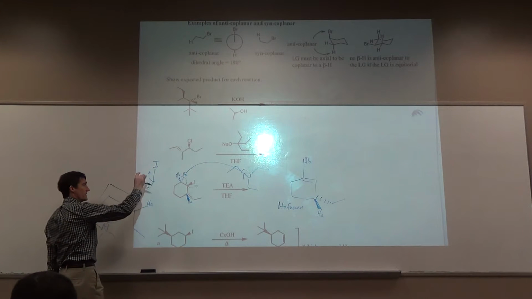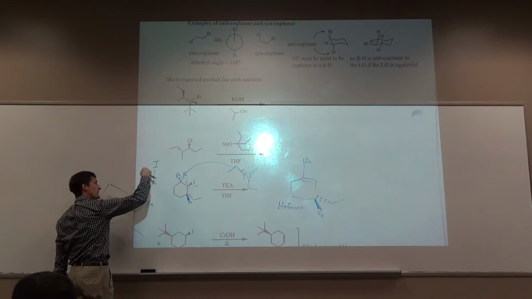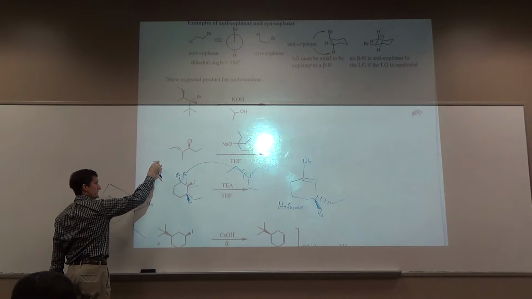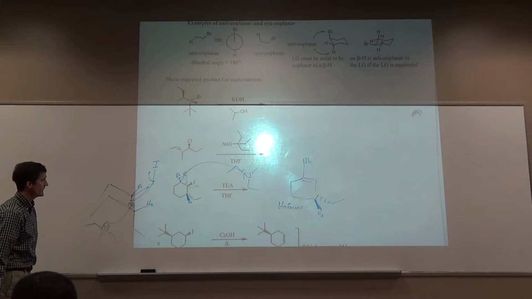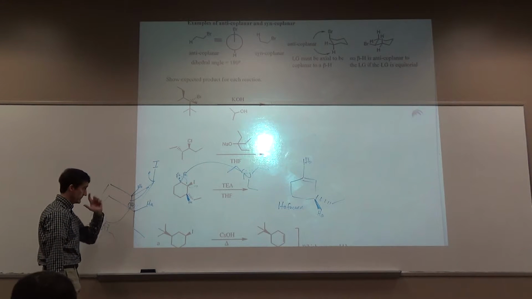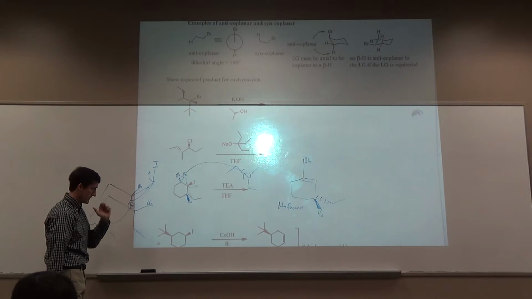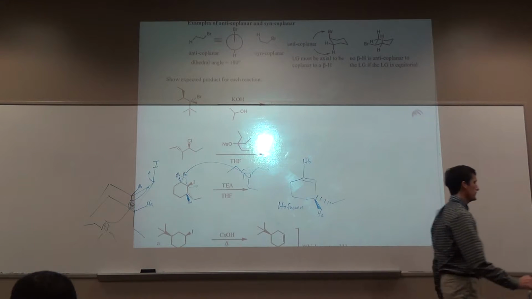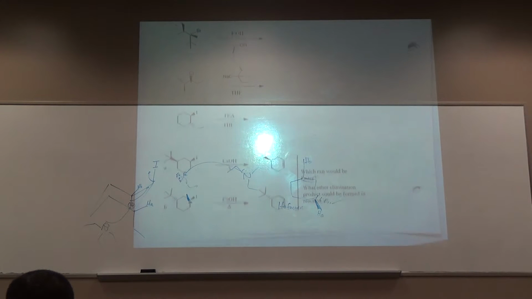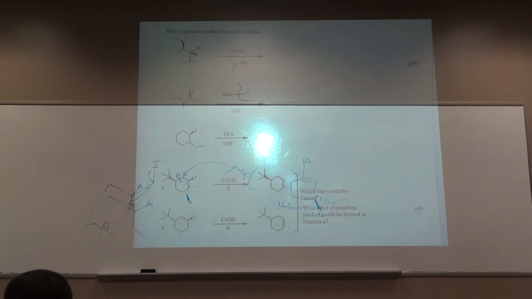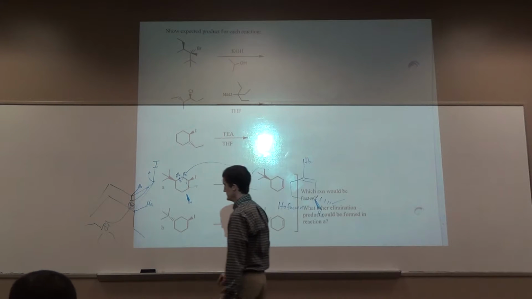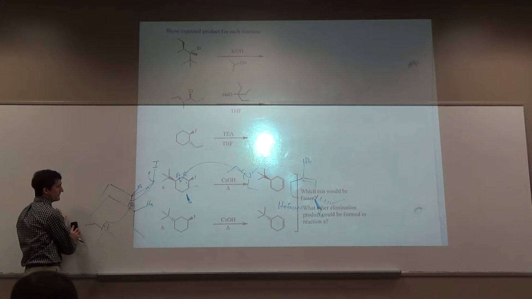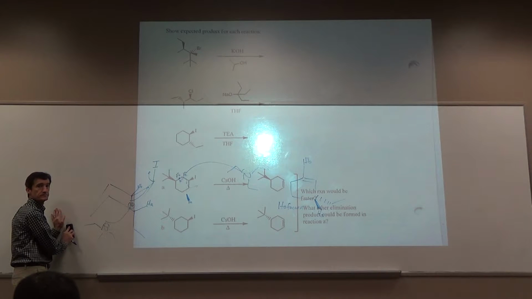And we talked about there's only a beta hydrogen anti-coplanar if the iodine, or the leaving group, is axial. Look down below. The question there is: which reaction would be faster? Any questions about this?